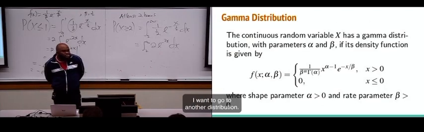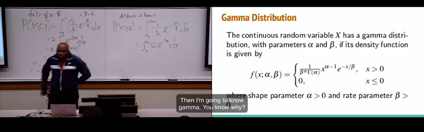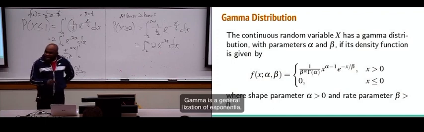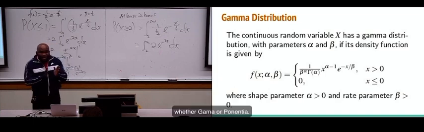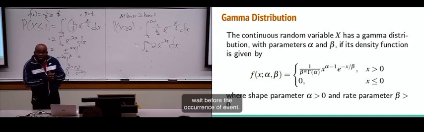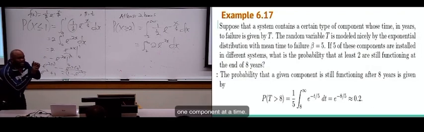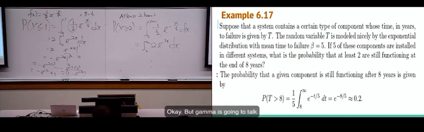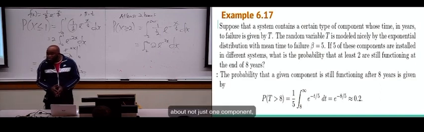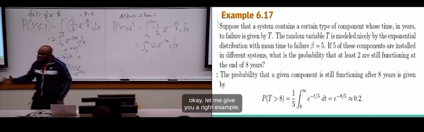I want to go to another distribution. If I know exponential, then I'm going to know gamma, because gamma is a generalization of exponential. Whether gamma or exponential, they're still talking about the time I'm going to wait before the occurrence of an event. But what is the difference between them? Exponential focuses on one component at a time, like each pump here. But gamma talks about not just one component, but more than one. Does that make sense?